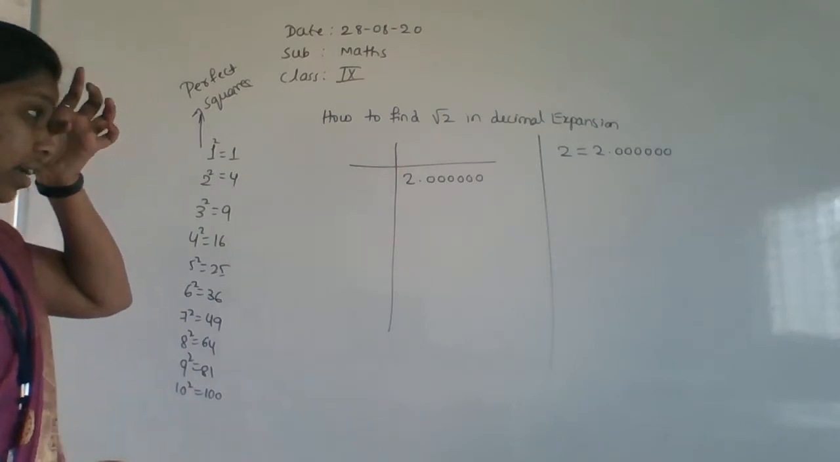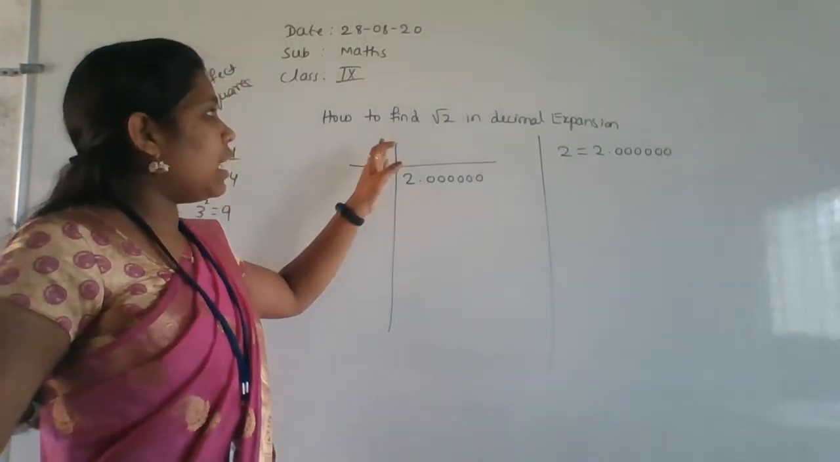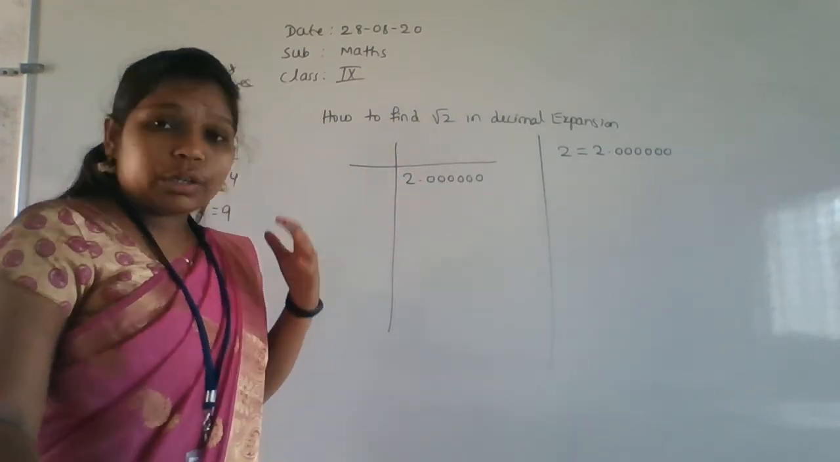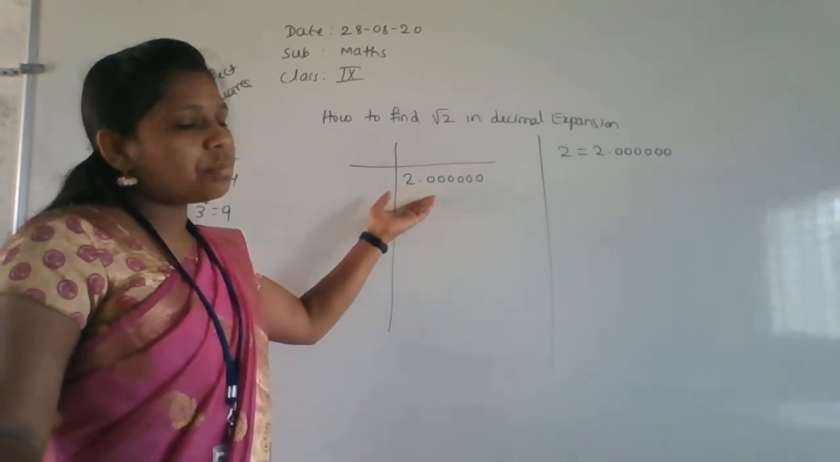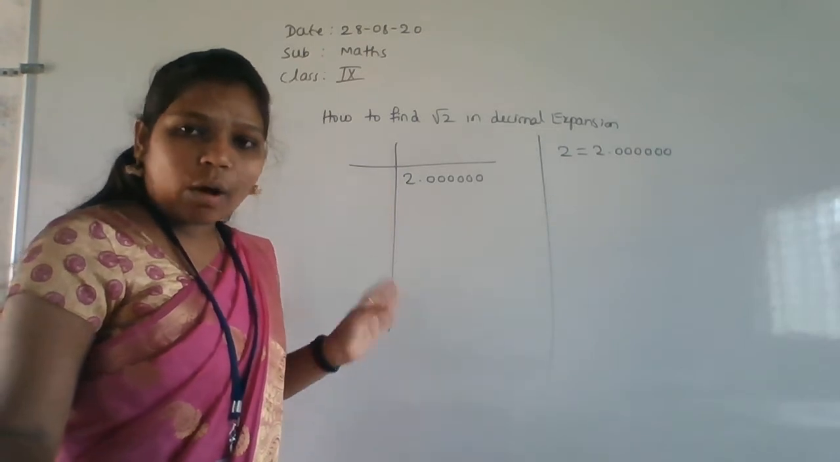Okay, so here we are finding the value of root 2 in a decimal expansion. Okay, in a normal division we'll take any value which is smaller than this one, we'll take that one and we'll divide all the values.